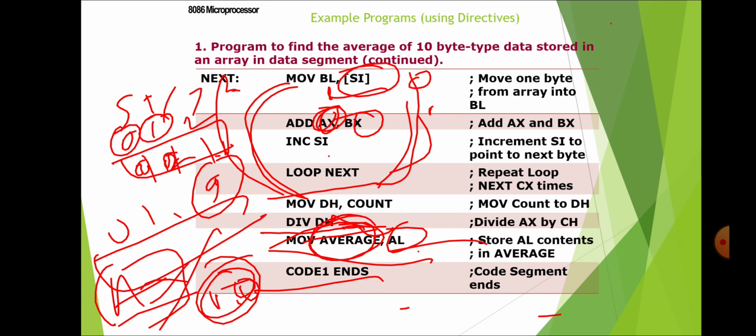So this is how the program can be written to average the 10 bytes of data. This is done for today's lecture. I hope you understand how to calculate the time delay, as well as how to calculate the average of numbers using assembly language.